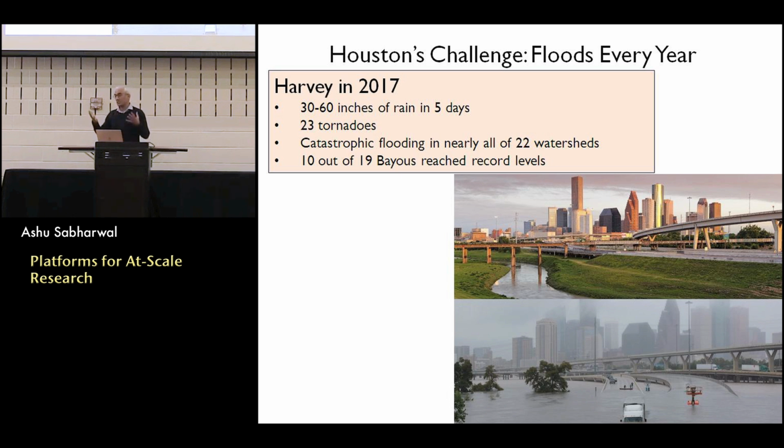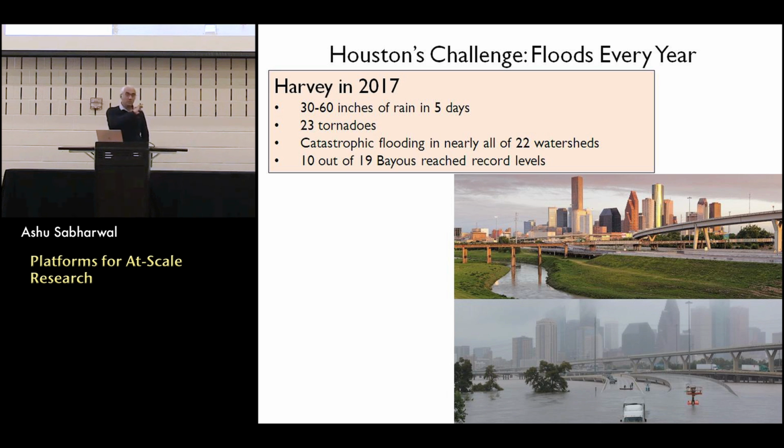It consisted of 23 tornadoes. It caused catastrophic flooding in almost all of the 22 watersheds in Greater Houston. And 10 out of our 19 bayous actually reached record levels. So you would see many pictures like these. This is how the city looks on a regular day. This is how it looked at the peak of the flooding. You can't see some of the roads, and most of the highways were submerged.